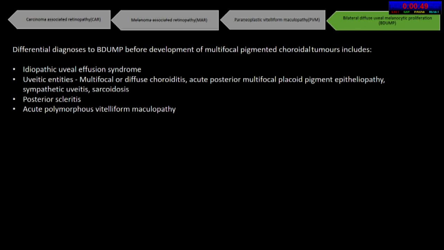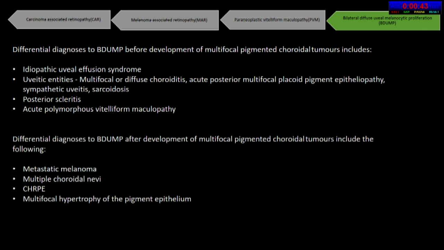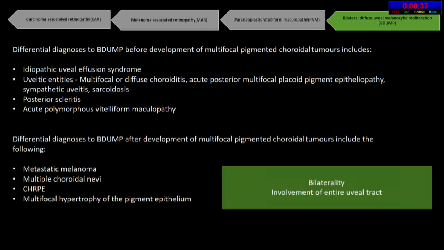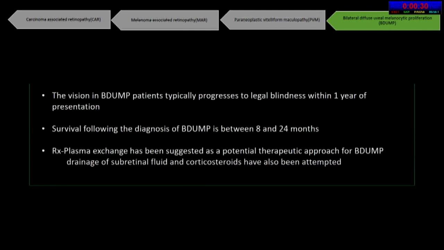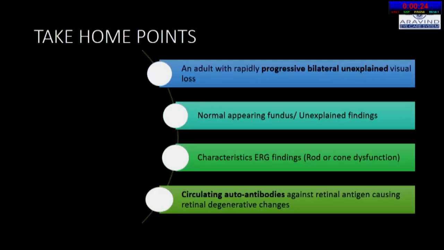Now, very easy to miss them when the pigmented tumors have not developed, because we think we are looking at a uveitic entity, and after the pigments have appeared, we still can have many differential diagnoses. But what is important to remember is that they are bilateral and they involve the entire uveal tract. The survival of these patients is actually quite less, and plasma exchange has been suggested as a treatment.